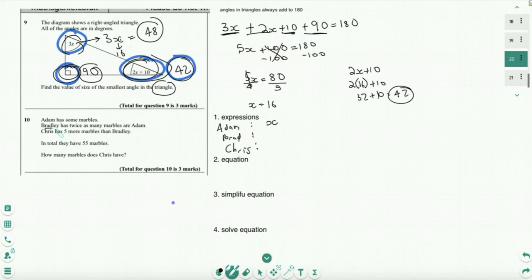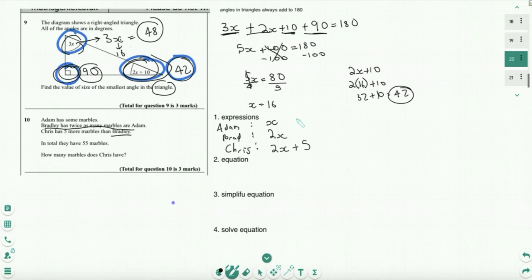Then, Bradley has twice as many marbles as Adam. So if Adam has X, Bradley has 2X, because Bradley has double Adam's. And then, Chris has 5 more than Bradley. Well, if Bradley has 2X, to find Chris's marbles, we get Bradley's marbles, and there's 5 more, so plus 5.